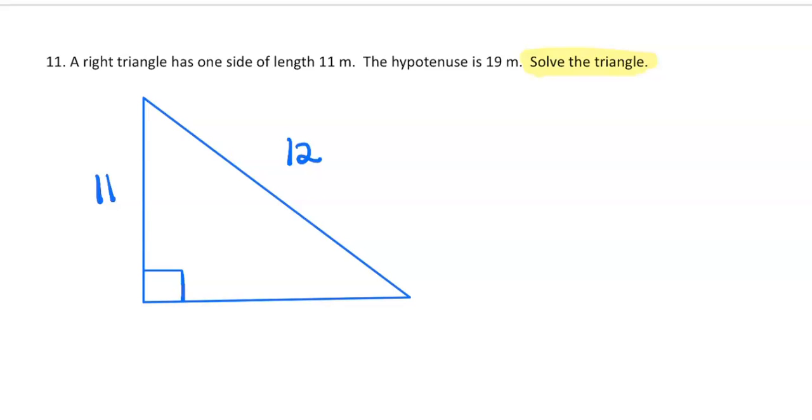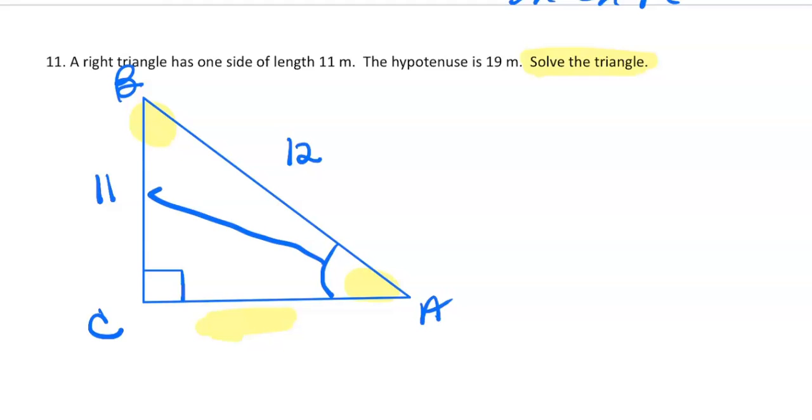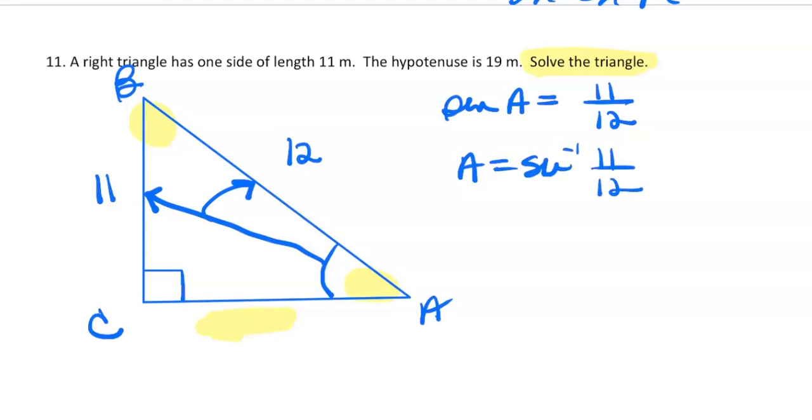Okay, so let's label this. I'm going to label this ABC, this way. And what am I missing? So let's see. I am missing an angle, another angle, and a side. Okay, so let's try to find our missing angle first. So from angle A's perspective, and remember SOHCAHTOA is still playing in the background, I have opposite and I have hypotenuse. So that's sine. So I can say the sine of A equals opposite over hypotenuse. Remember, we're going to use inverse trig to get our angle.